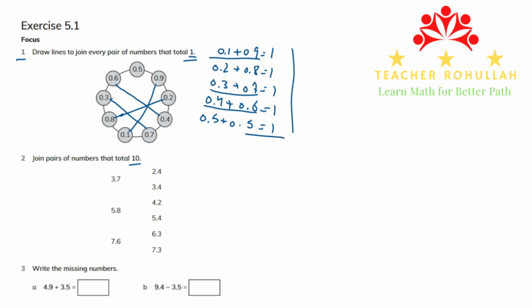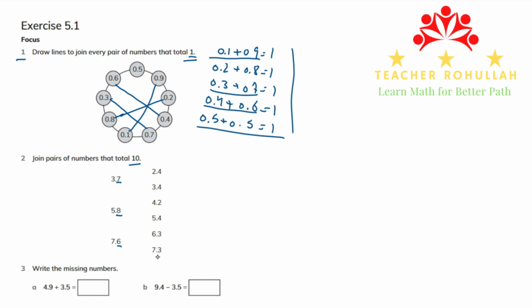Here we worked on the complement of 1, but here we have to consider the complements of 10. The decimal part in the first number is 7, in the second number it's 8, and in the third number it is 6. We know that the complement of 7 is 3, of 8 is 2, and of 6 is 4. Now to find a number that can be added to 3.7 to give us 10, we have to look for a number ending in 3. So 2.4 cannot, 3.4 also cannot, because we have to find 3 in the decimal part. 4.2 cannot, 5.4 also cannot. Here we have 6.3 and 7.3.